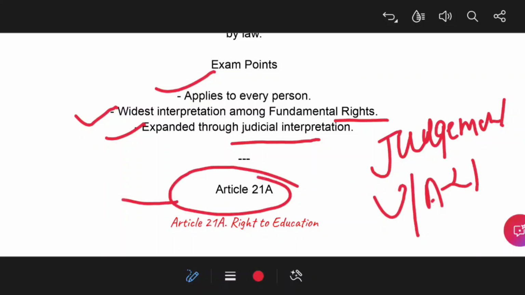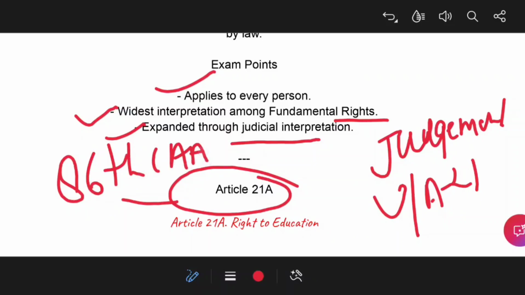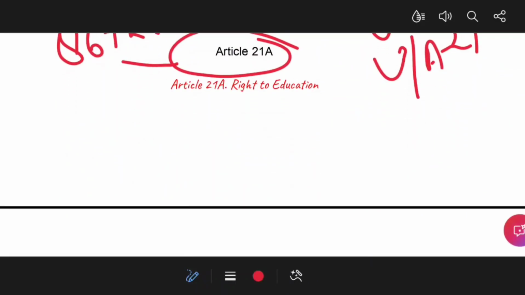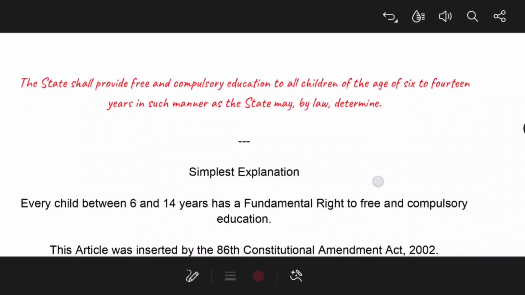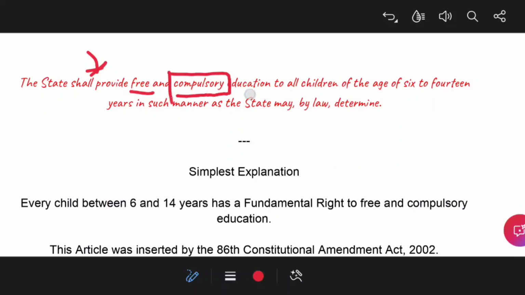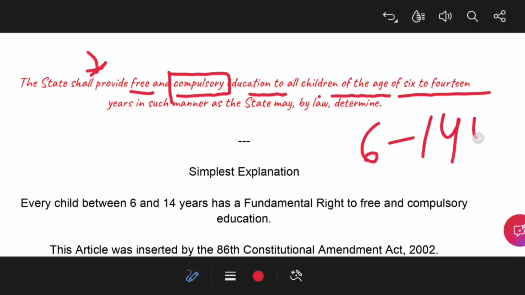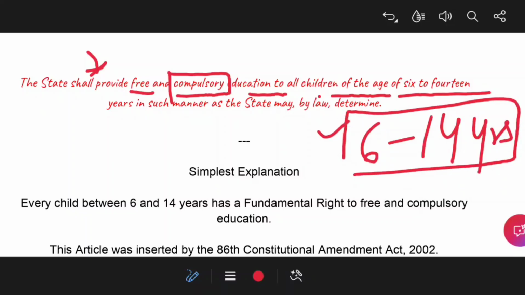Now Article 21A was added by the 86th Constitutional Amendment Act, and it is about the right to education. Article 21A says that the state shall provide free and compulsory education to all children of the age of 6 to 14 years. So is there a mention of the years? Yes, 6 to 14 years, in such manner as the state may by law determine.